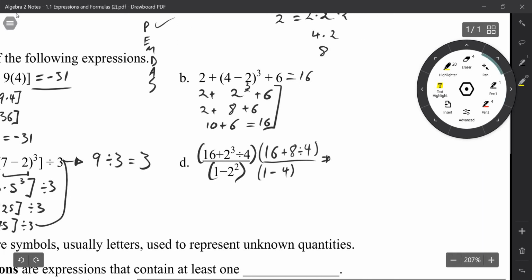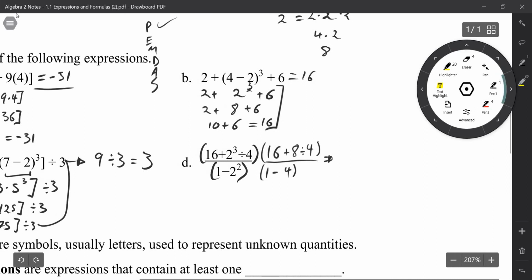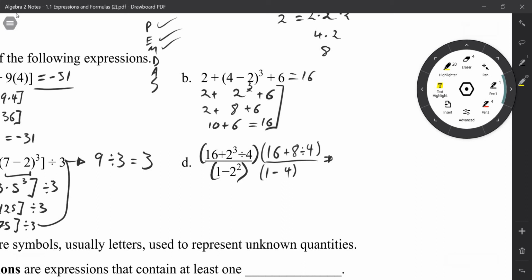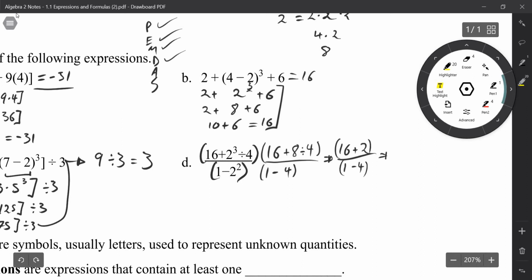So the next step for us is going to be 16 plus 8 divided by 4. We don't have any more exponents. We don't have any multiplication. We do have division here on the top. So that's going to be 16 plus 8 divided by 4. 8 divided by 4 is 2, and that's over. There's no multiplication or division there. So 1 minus 4. Again, keep these in parentheses. It'll make it a little bit easier to follow exactly where we were going before. So 16 plus 2 is going to be 18. 1 minus 4 is going to be negative 3.